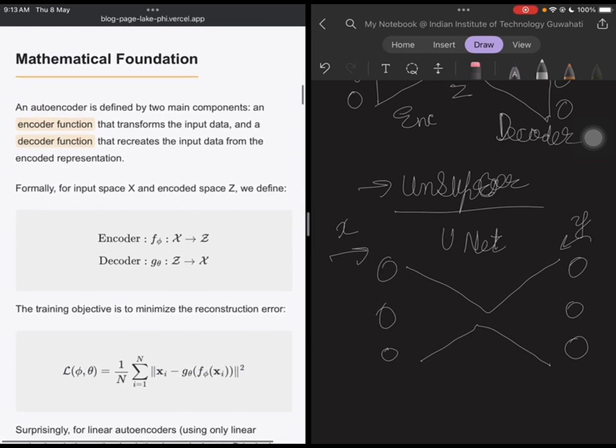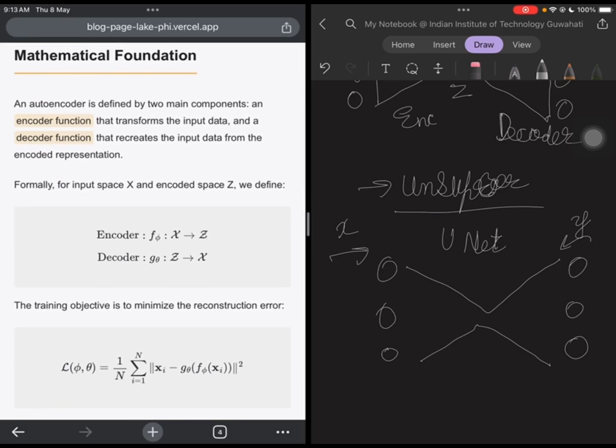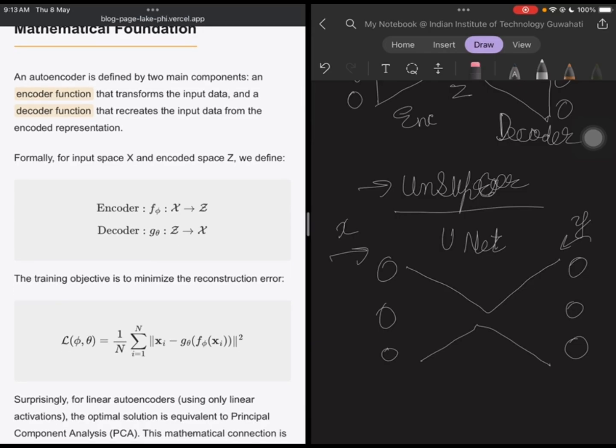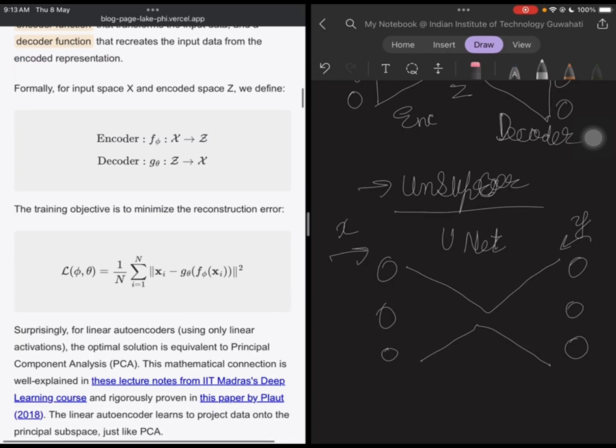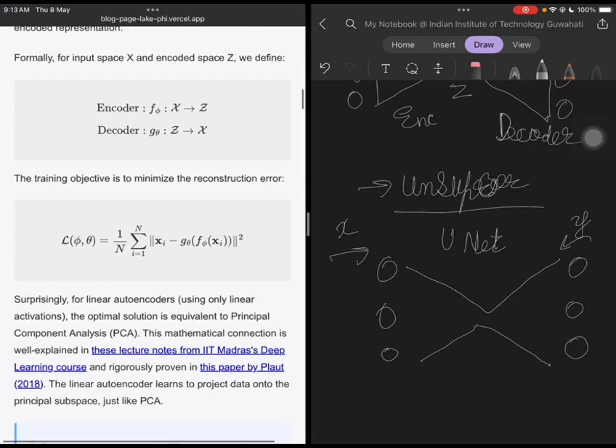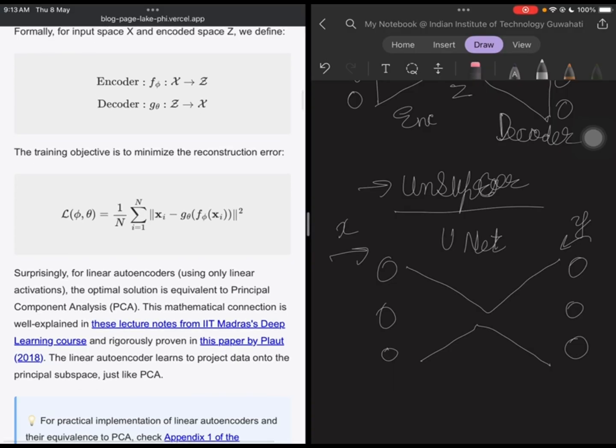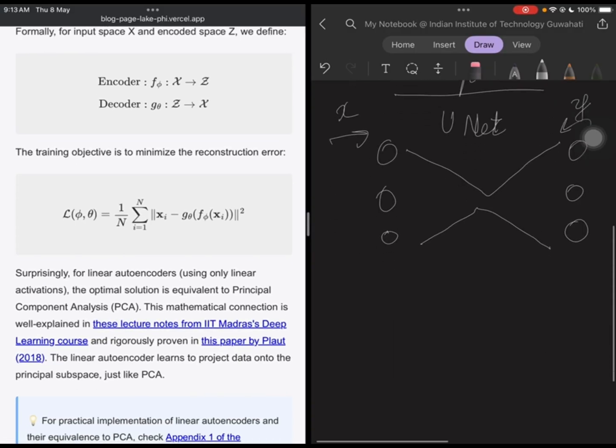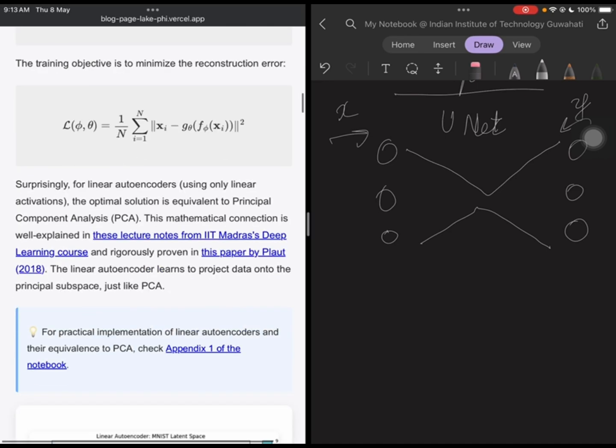Now, the mathematical formulation is very clear. For an input space x and encoded space g, the encoder maps our input to the encoded space g, and the decoder maps our latent space to the actual reconstructed output, which should be the same as our input. Mathematically, the loss function, where I am considering the L2 norm, is the norm of xi minus the decoded encoding. The second part in the loss function is the reconstruction term, and xi is the actual data, and we are taking the L2 norm.